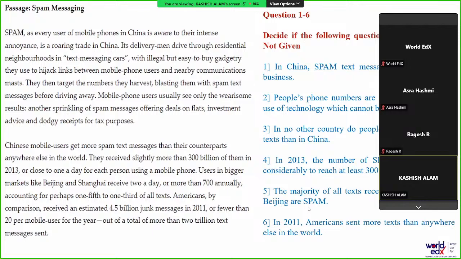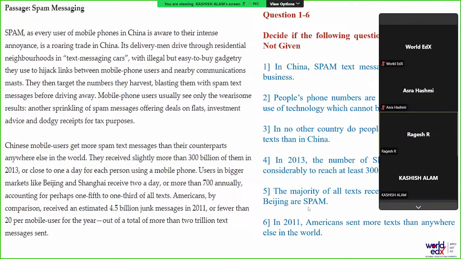From the given passage statement, I can very clearly see that the data for receiving has been clearly provided to us, but nothing has been so far stated about the word sent. Now you might get confused as you move ahead, or fewer than 20 per mobile user for the year out of the total of more than 2 trillion text messages sent. Now this is something where they are talking about sent, but still, even if you take both of the statements, can you give us the confirmation that it was the Americans who were sending more text messages than any other people in the world? Even from the last statement, we cannot conclude that, isn't it?